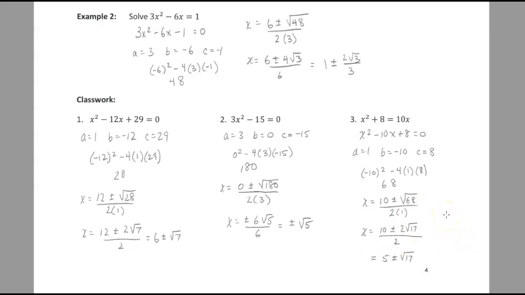Right. So it just depends on whether you're told to do it in exact form or not. If it's exact form, you just need to simplify the root. If it's not, then you can go ahead and get a decimal answer.